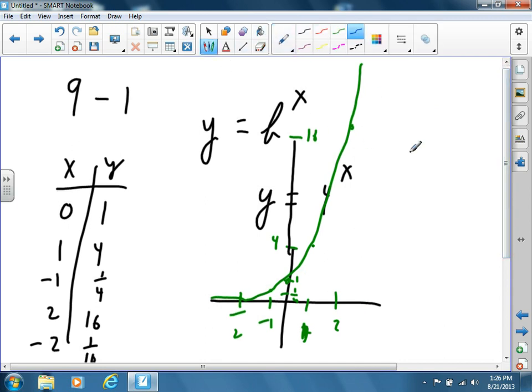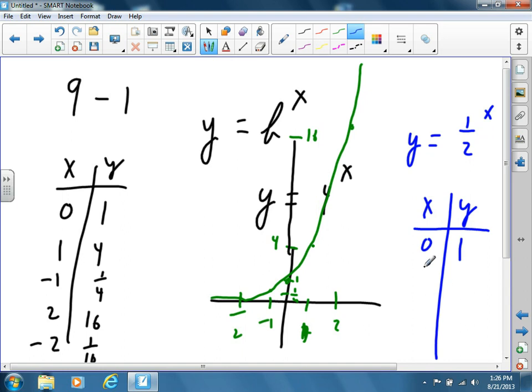And if I had something slightly different, we'll just say we have y is equal to (1/2) to the x. Okay, so now we'd make another table, x and y. If x is 0, I get 1 again. At 1, I get a half. At 2, I get a quarter, at minus 1 I get 2, and at minus 2 I get 4. And now I have something that still passes through there, but does something like that.